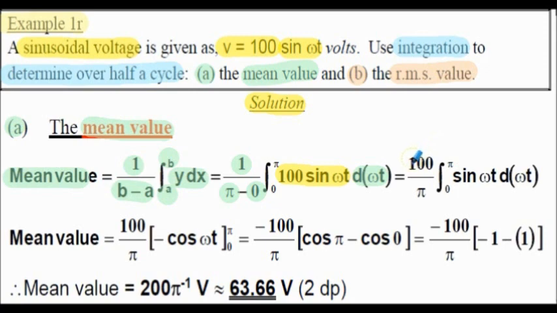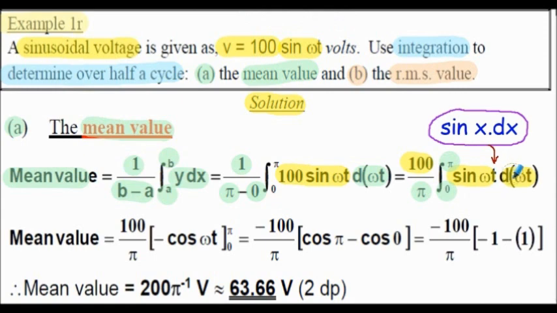Just note here that the value of 100 is being brought outside of the integral sign, and that's divided by pi minus 0, of course that's pi. So now we're ready to integrate sine omega t with respect to omega t between our limits of 0 and pi. Sine omega t is a standard form. So again, just for reference, this sine omega t is integrated with respect to omega t. So think of that as sine x integrated with respect to x.